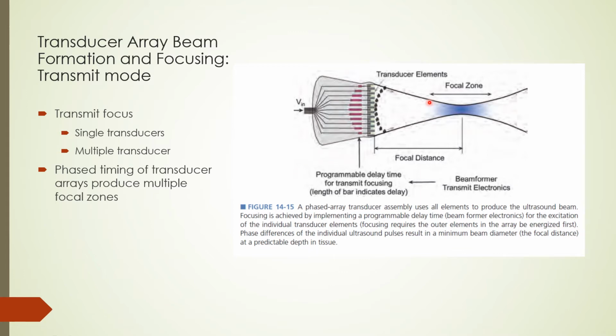And in both phased array and linear array transducers, focal distance is selected by applying specific timing delays between transducer elements, causing the beam to converge at a particular point.